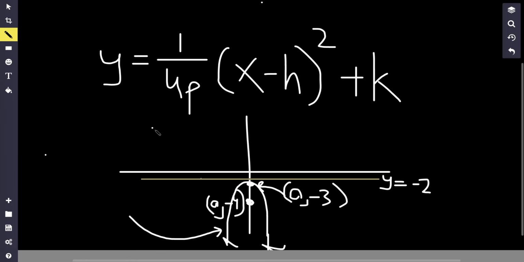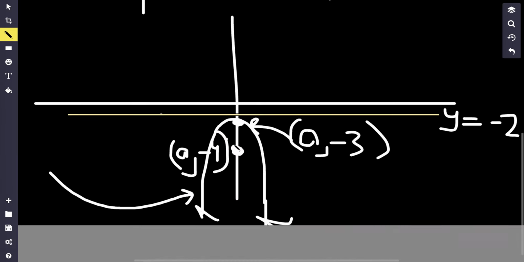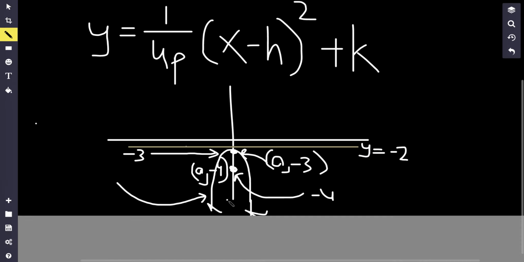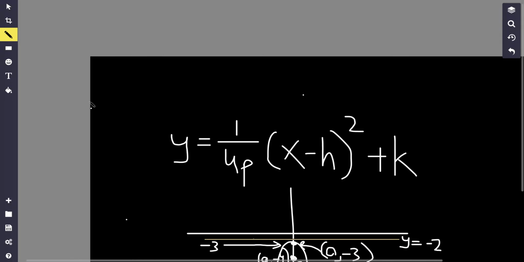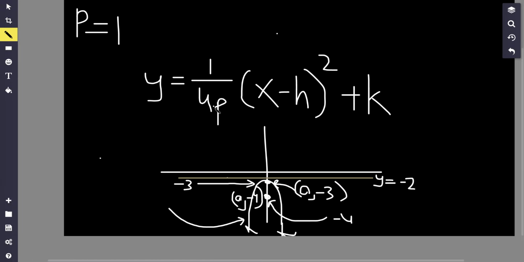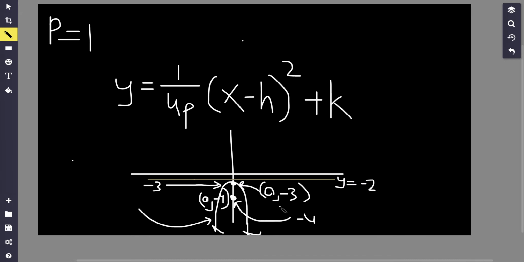Well, we know the distance from our vertex to this focus, right? If the vertex has a y value of -3, and the focus has a y value of -4, well, the distance away from each other is just 1. So p is equal to 1, because p represents the distance between the focus and the vertex. And we know that the vertex of our parabola is 0, -3, meaning that h is equal to 0, and k is equal to -3, because k represents the y value of our vertex, which is -3.